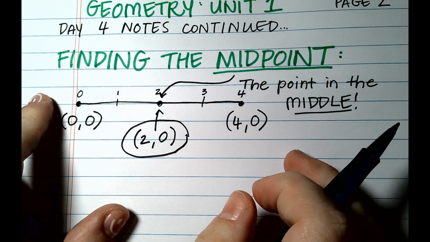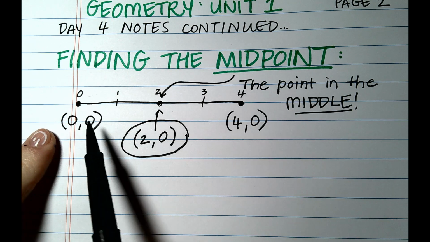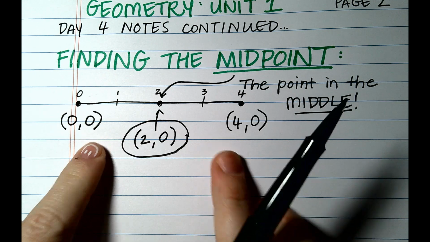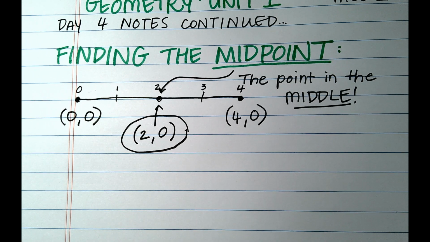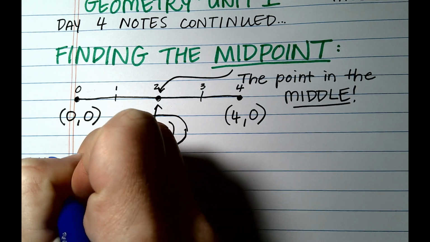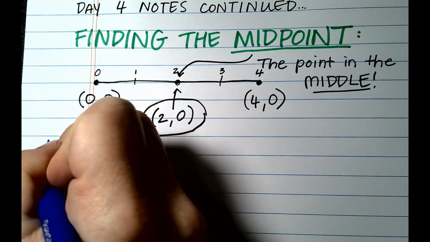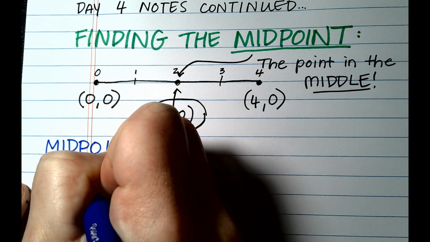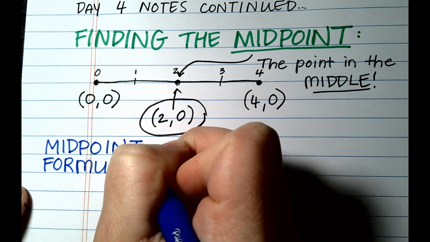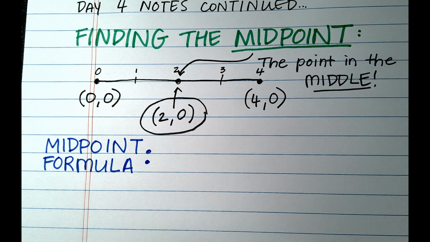Now this is great and all whenever we have a simple picture like this, but we're going to look at more complicated numbers where you wouldn't be able to find the midpoint this easily. And I'm going to give you a formula. So here's the formula. I'll give you that first. Midpoint formula. And this is one we'll use quite a bit. So have it highlighted in your notes or somewhere where you know you can come back and find it.